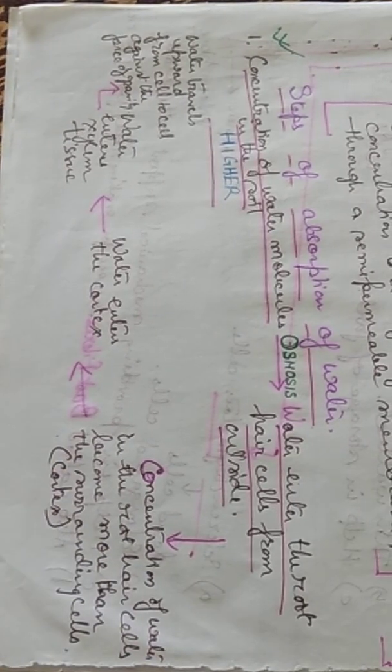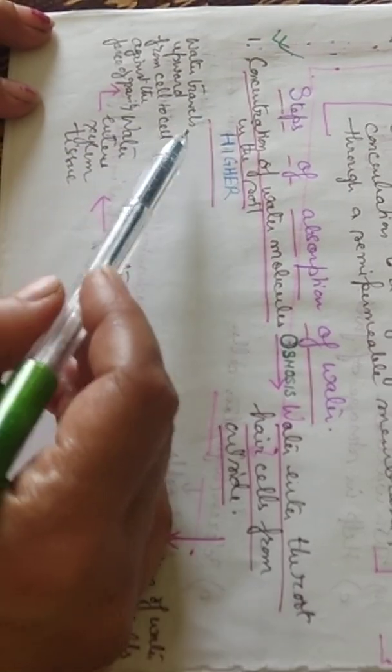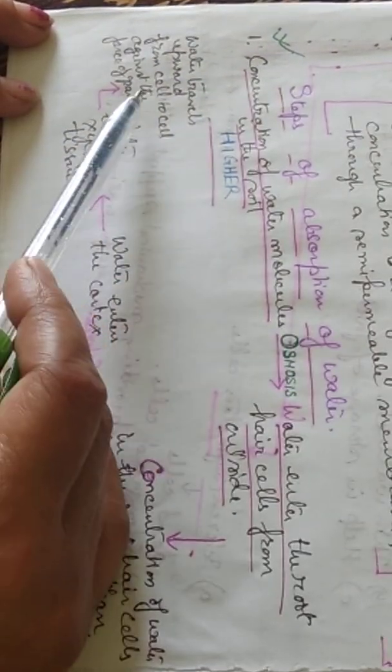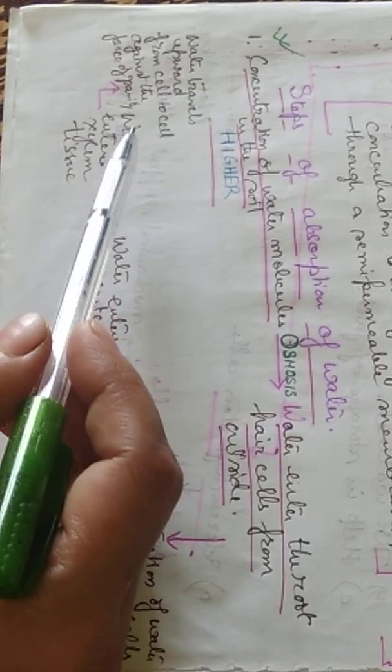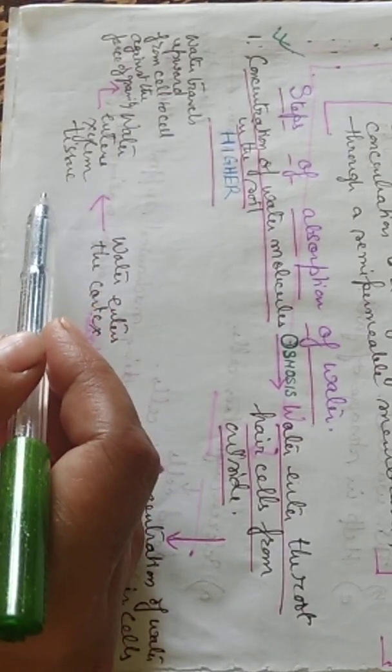Root hair cells have more water and the cortex has less water. So now the water moves from the root hair cells to the cortex. Then water travels upwards from cell to cell against the force of gravity. How does that happen? Through the xylem tissue.